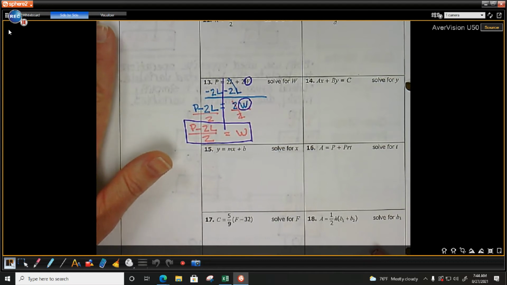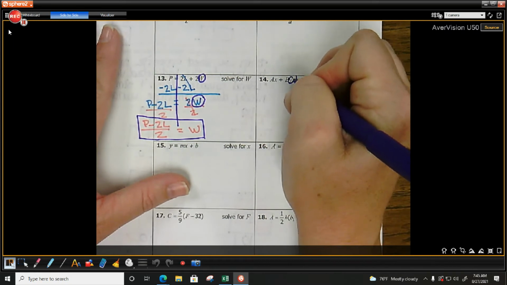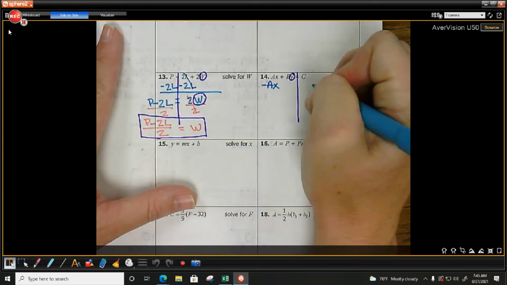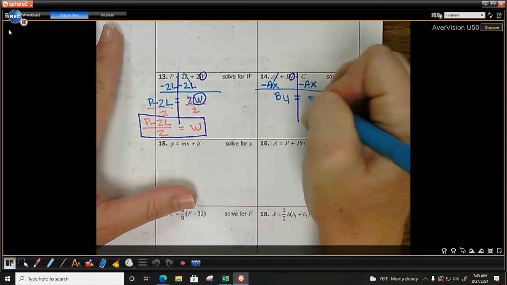She said that. Okay, let's do number 14. Draw a line through the equals and circle Y. Okay. What am I going to move over first? The what kind of X though? The X is glued to. So I'm moving the whole AX over. How do you move a positive AX from the left to the right? Subtract AX. So I get BY equals C minus AX.